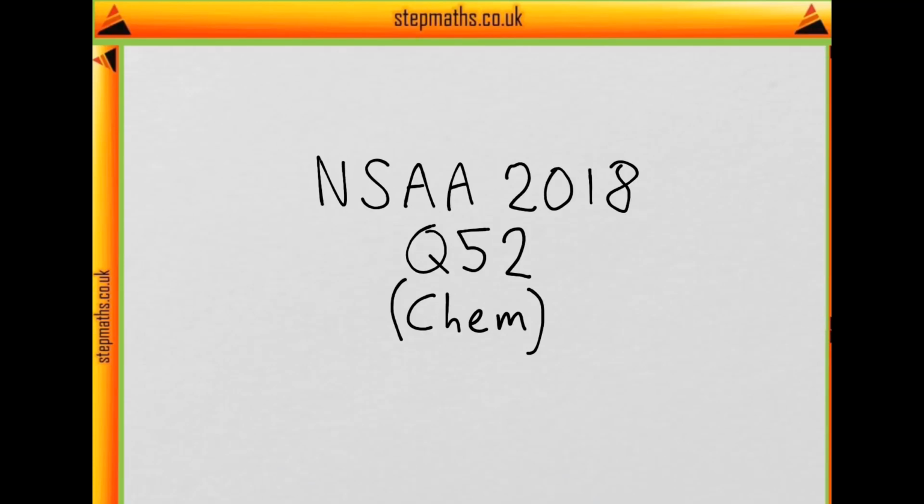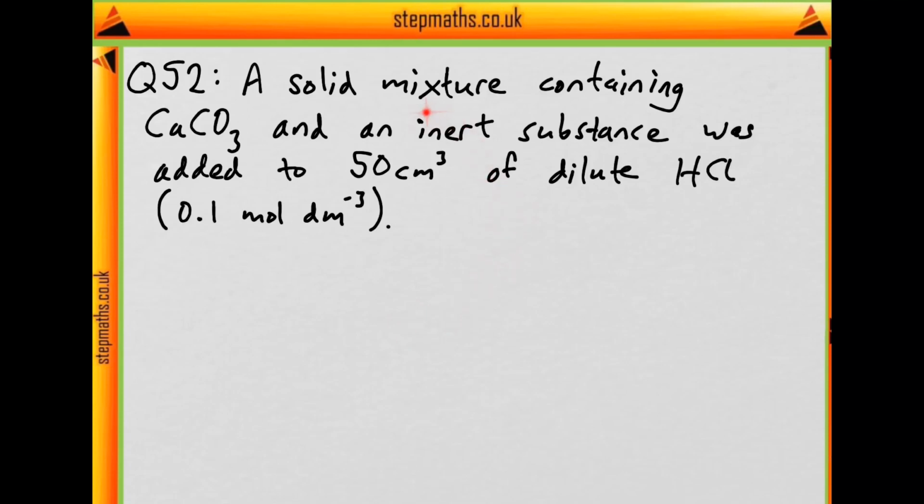This is question 52 on chemistry from the 2018 NSAA. So you're told that a solid mixture containing calcium carbonate and an inert substance was added to 50 ml of dilute hydrochloric acid with a concentration of 0.1 molar.